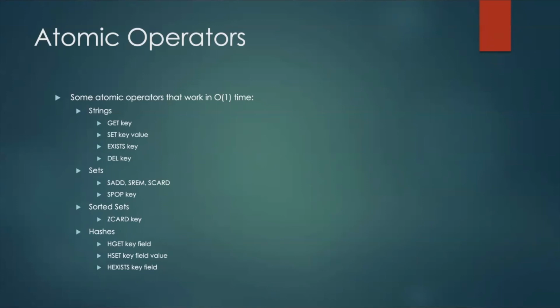Zcard gets the number of members in a sorted set. Hget gets the value of a hash field stored at the specified key. Hset sets the string value of a hash field. And hexists key field determines whether a hash field exists or not.